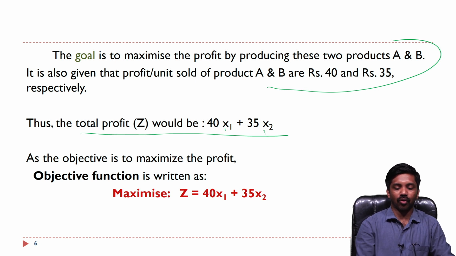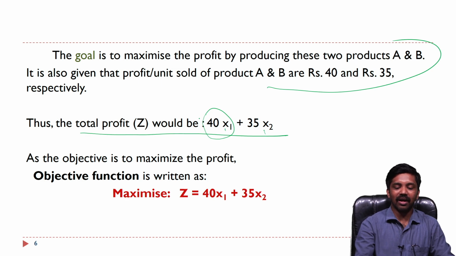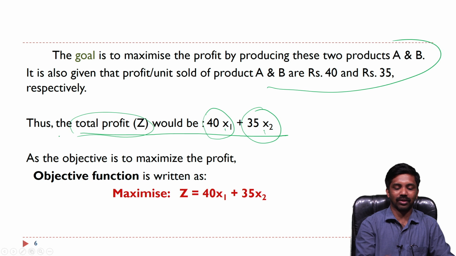The total profit contribution of product A we can get as 40, the profit per unit of product A, multiplied by the number of units of product A we are going to produce. So, 40 x1 will give the total profit contribution from product A. Similarly, the profit contribution from product B will be the profit per unit, 35, multiplied by the number of units of product B that we are going to produce. So, it will be 35 x2. The summation will give us the total profit, as we are assuming that it satisfies proportionality, additivity, and all the assumptions. So, the total profit can be calculated as 40 x1 plus 35 x2.